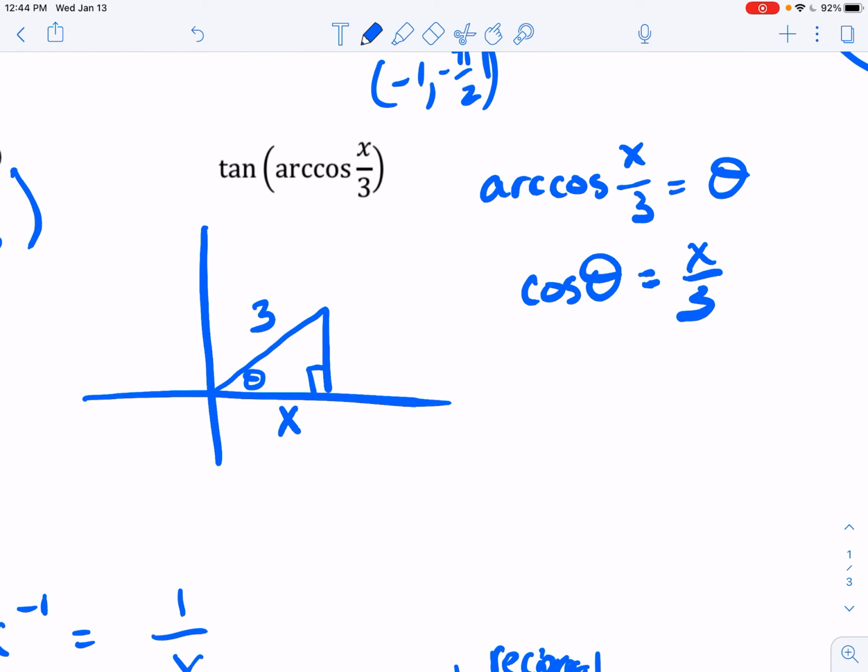So now to find this other side, I have to do the Pythagorean theorem. Let's call this k because that's our favorite letter for right now.